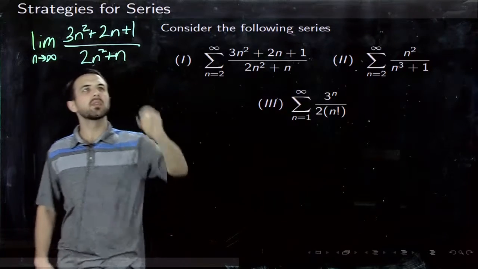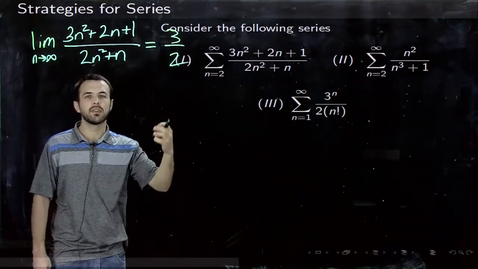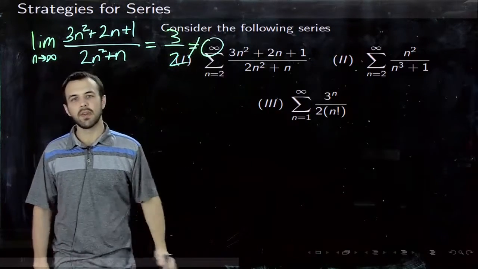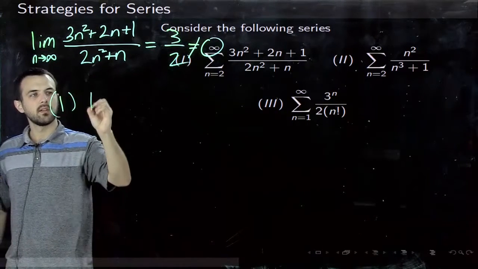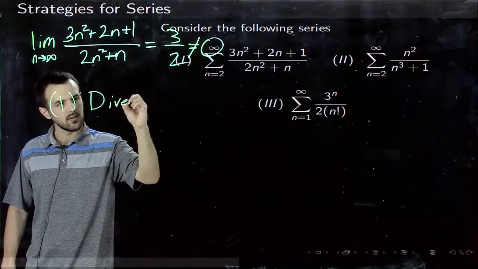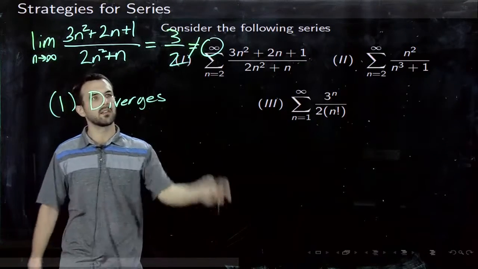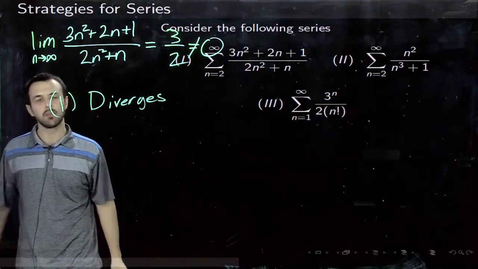Well, I think most of you should know this is pretty much just going to be 3 over 2. That's not equal to 0. And so we have, by the test for divergence, this number 1 diverges. Because eventually you're just going to be adding things that are like 3 halves plus 3 halves plus 3 halves plus 3 halves. It's going to get really big.